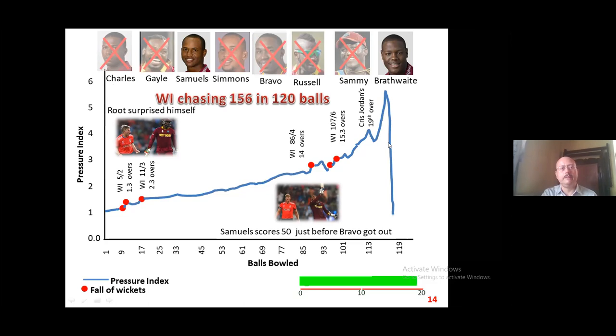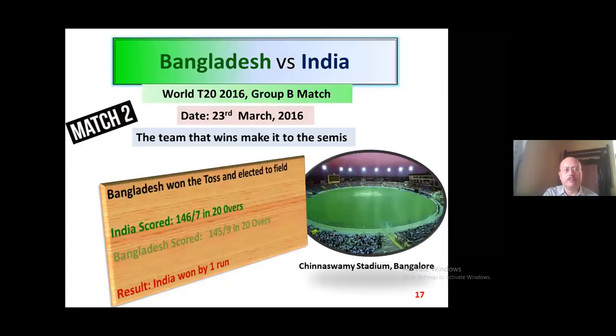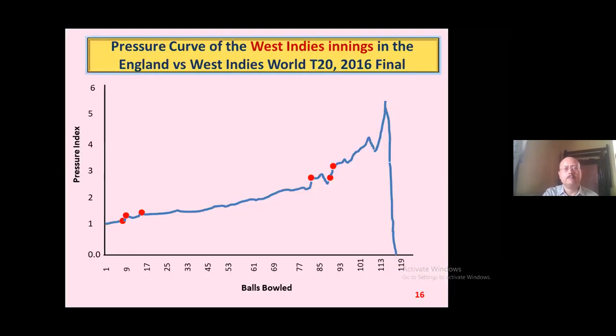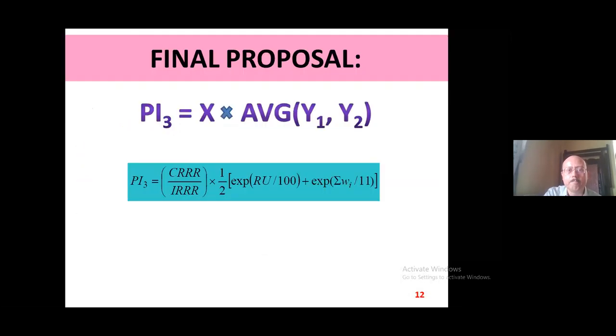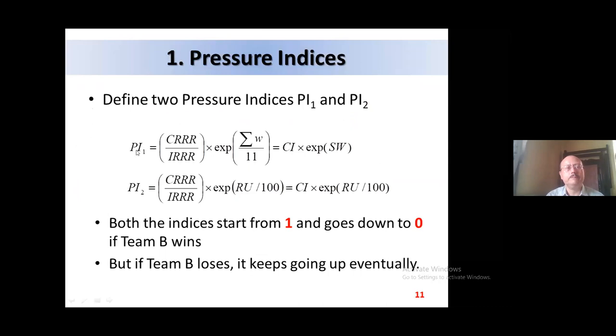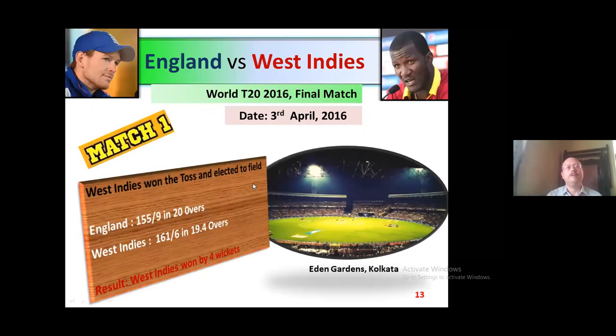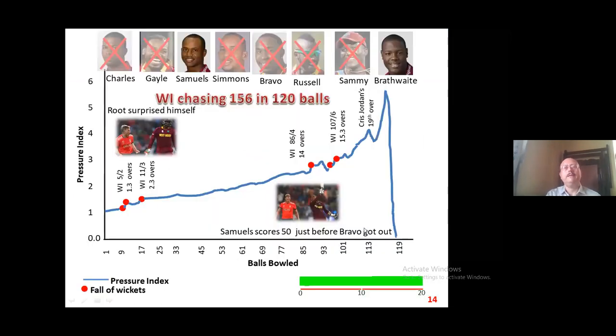So again, let me, how do I go back? Right. Oh, I'm sorry, I just want to go back. So we had these proposals, pressure indices. We first talk about the first one, PI1. This is our first example, the final match. And this is the final position. So the pressure goes up and up, and then it finishes right at zero, because West Indies actually won the match. So this is one summary in the pressure index language of a cricket match, at least the second innings of a cricket match, to be more precise.